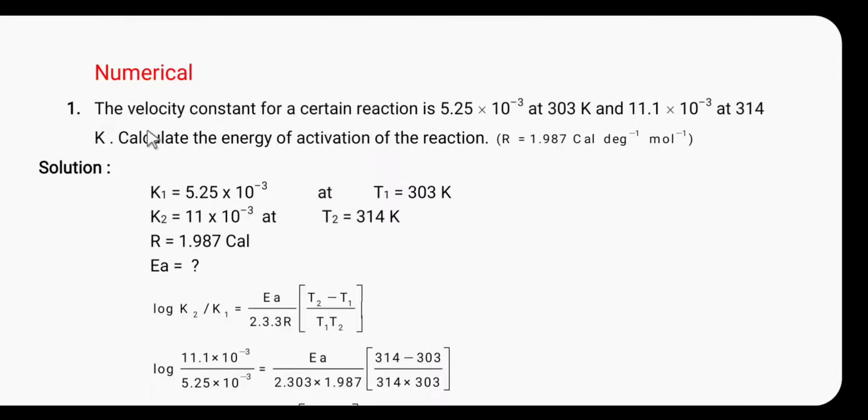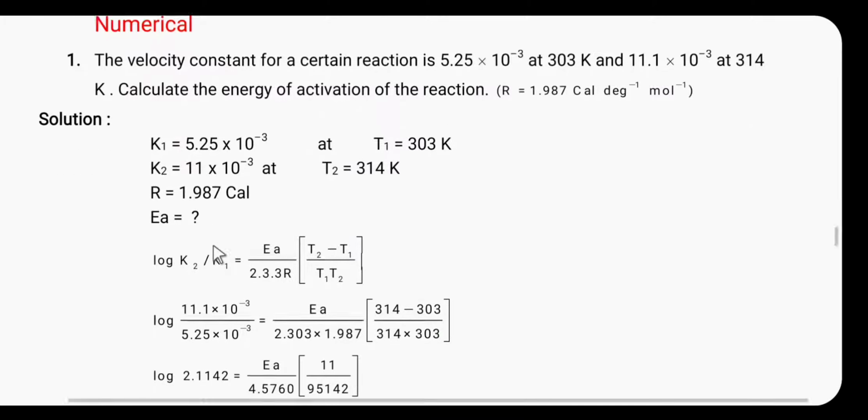So the first numerical: the velocity constant for a certain reaction is 5.25 into 10 raised to minus 3 at 303 Kelvin and 11.1 into 10 raised to minus 3 at 314 Kelvin. Calculate the energy of activation of the reaction. R is given in calorie. So here k1 is given as well as k2 is also given. So k1 and k2 are given. T1 and T2 are also given. They are directly given in Kelvin.